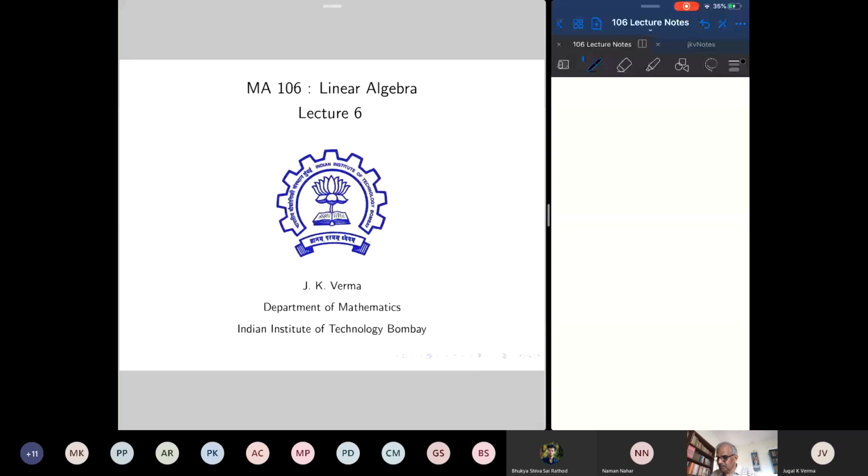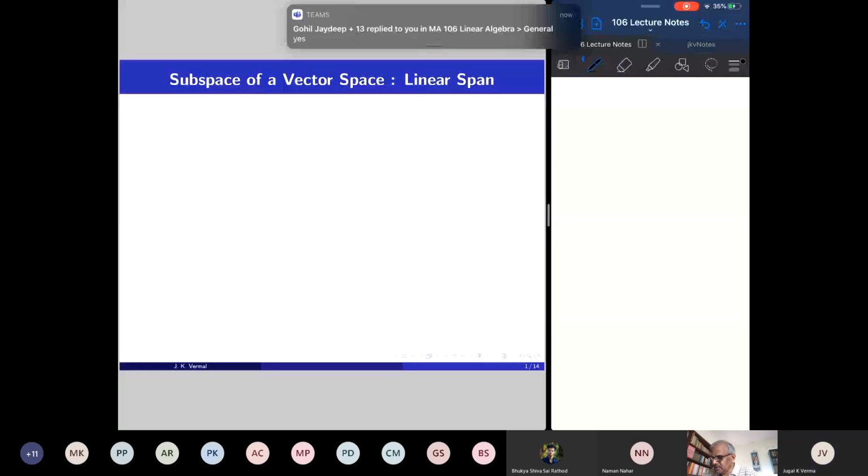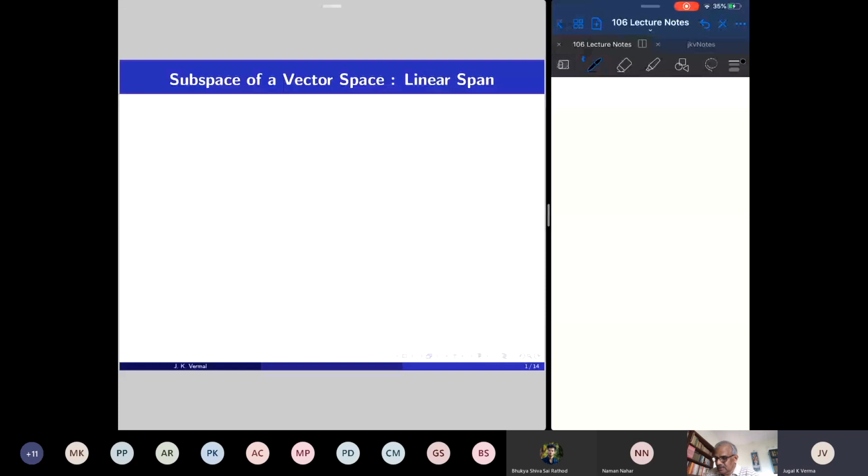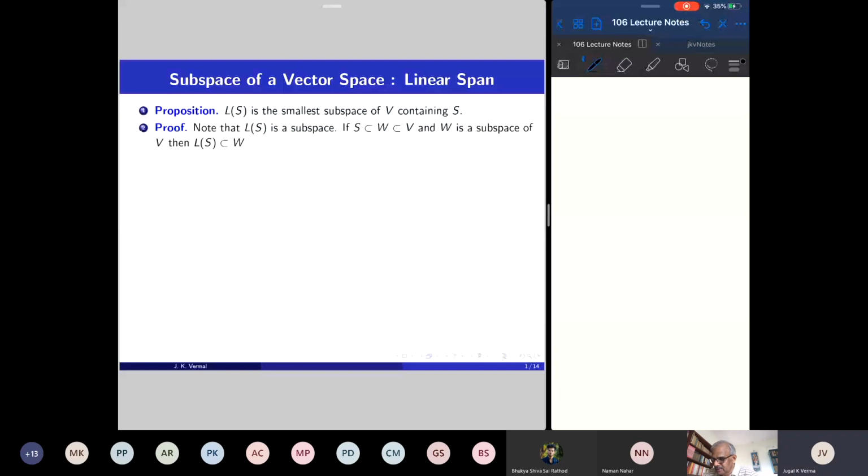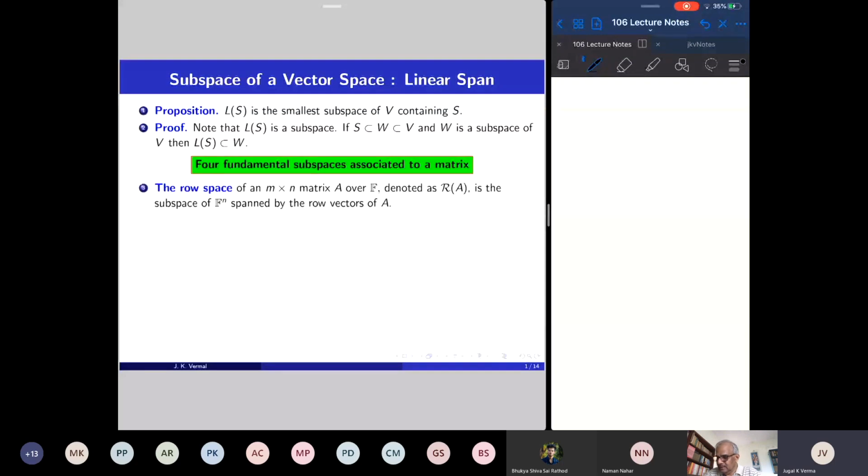To start, we discussed subspace of a vector space and linear span. We showed that the linear span of a subset of a vector space is a subspace, and it is the smallest subspace of V which contains a given subset. I introduced 4 fundamental subspaces associated to a matrix. Remember these 4 fundamental subspaces. These are very important. We will meet them all the time.